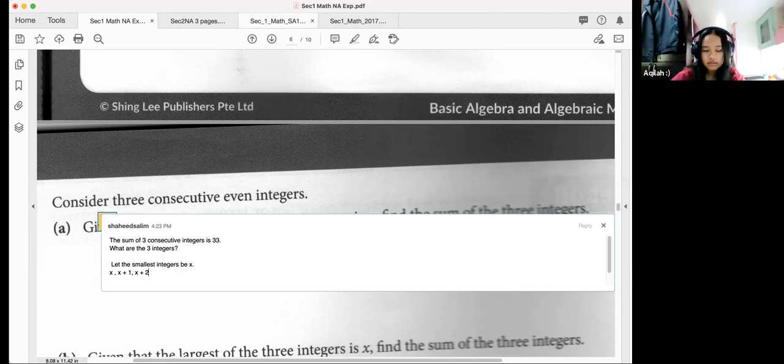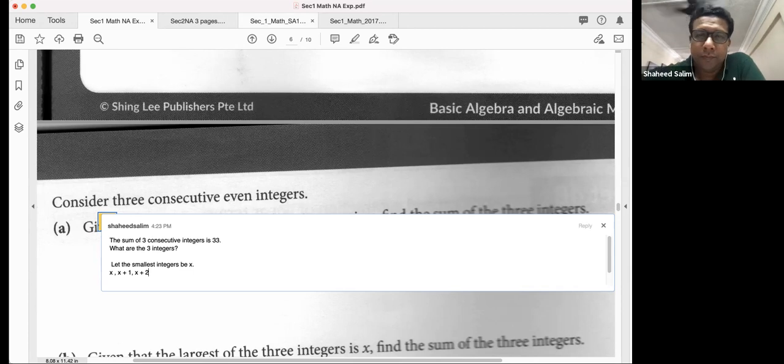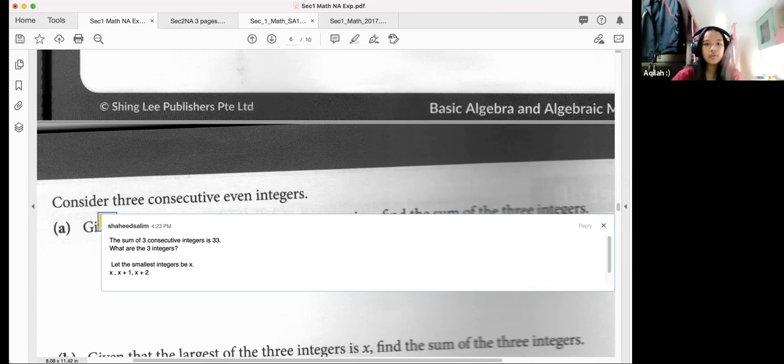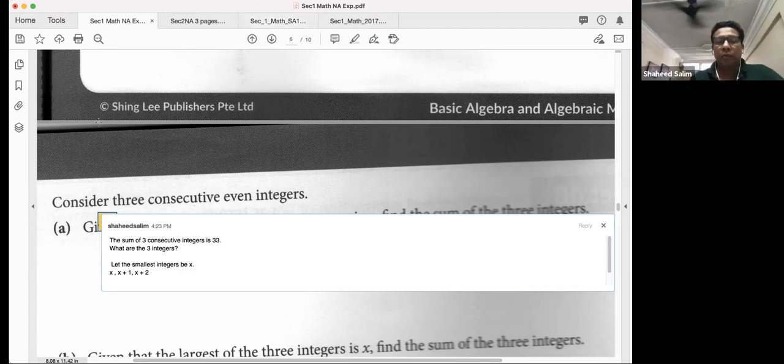Is x equals to 10? Yes. So the three numbers are 10, 11 and 12. Well done. Okay, so now I'm going to change the question a little bit. Odd integers, you know, odd numbers, right? So now the three odd numbers.